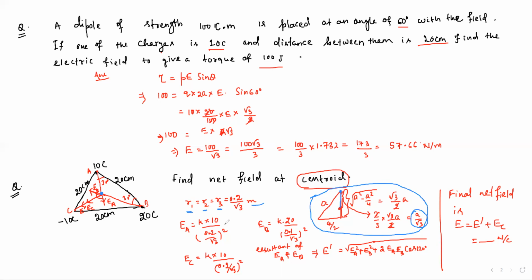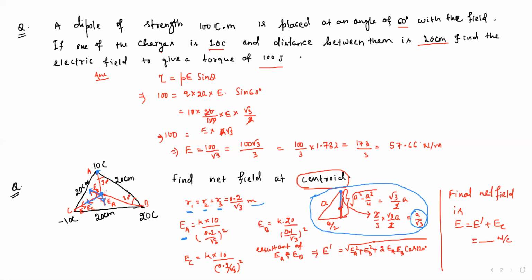Now, EA means field at the centroid due to charge at A, 10 Coulomb. K into 10 by distance square. Similarly EB, and the direction is shown by the arrow mark in the diagram. EB is K into 20 by 0.1 by root 3 whole square. Similarly, EC is in this direction because EC is negative. Negative means towards and positive means away from the charge. So EB in this direction, EA in this direction, EC in this direction.